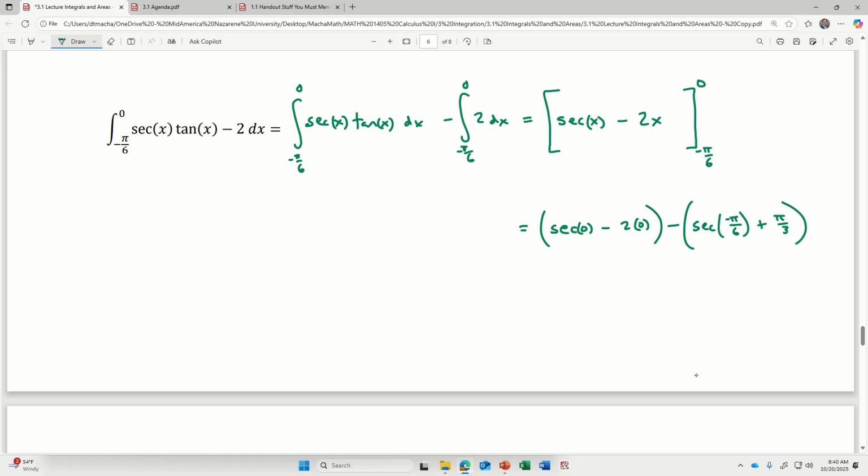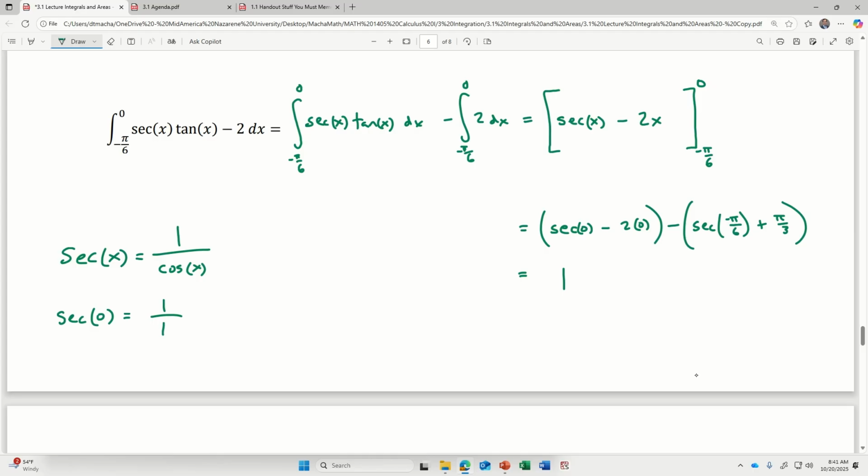Okay, what is secant of 0? Well, secant is the reciprocal of cosine. What is cosine of 0? Yeah, cosine of 0 is 1. So secant of 0 is also 1. Minus 2 times 0, well, that's minus 0.